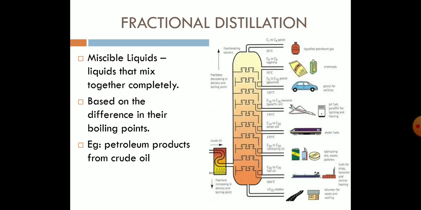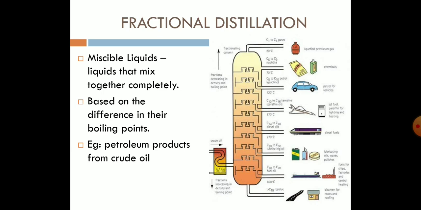Now coming to the fractional distillation part. In fractional distillation, we are going to separate the liquids one by one from the mother mixture. Mother mixture here is one big mixture, and from it I'm going to take one by one. This is for miscible liquids. The miscible liquid here is the crude oil which we get from the earth. You take that crude oil and put that in the fractional distillation chamber.